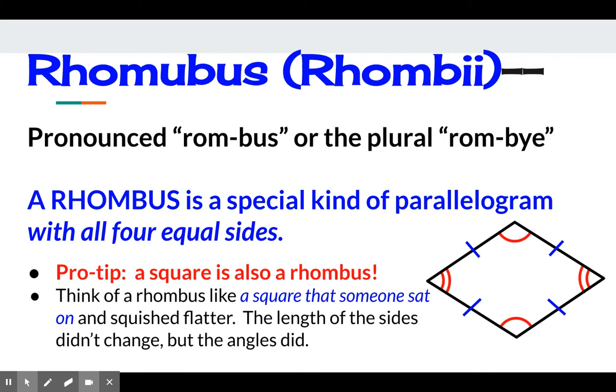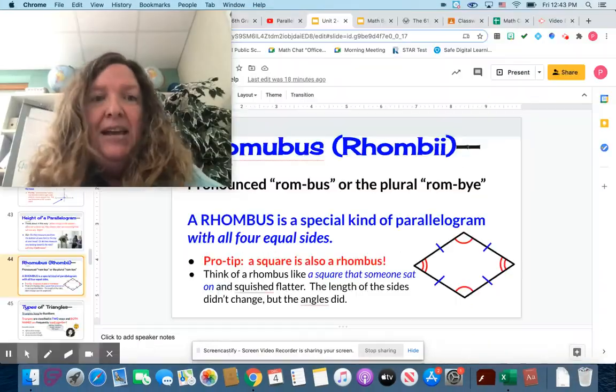It's kind of like a square in that it has all four equal sides. And here's a pro tip. A square actually is also a rhombus. So you could call a square a rhombus because it is a parallelogram that has four equal sides. Kind of think of a rhombus like this. Think of it like a square that someone sat on and squished flatter. The length of the sides didn't change, but the angles changed.